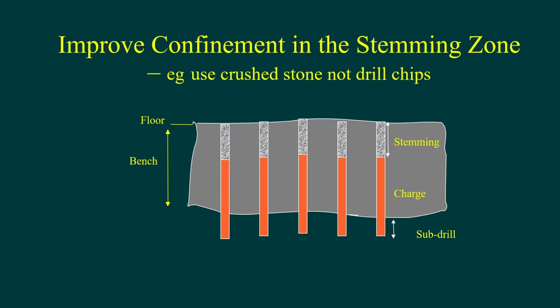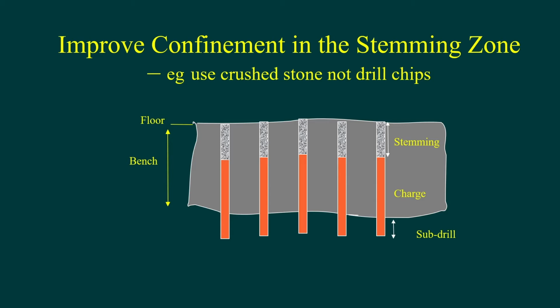So now let's go on to look at how you can improve the efficiency of the blast, at least with respect to fragmentation, by changing, in this case improving, the confinement. And we're going to look first of all at the confinement in the stemming zone. Now, without appropriate confinement in the stemming zone, a certain proportion of the explosive energy can vent, it's called stemming ejection, out of the top of the blast hole, and that energy is effectively lost.